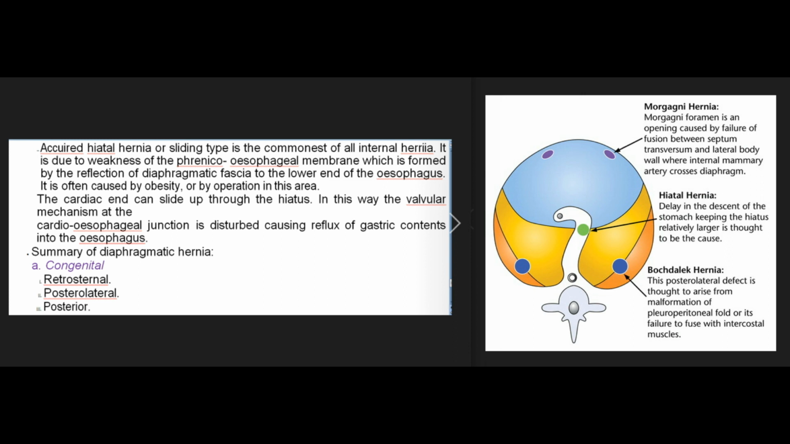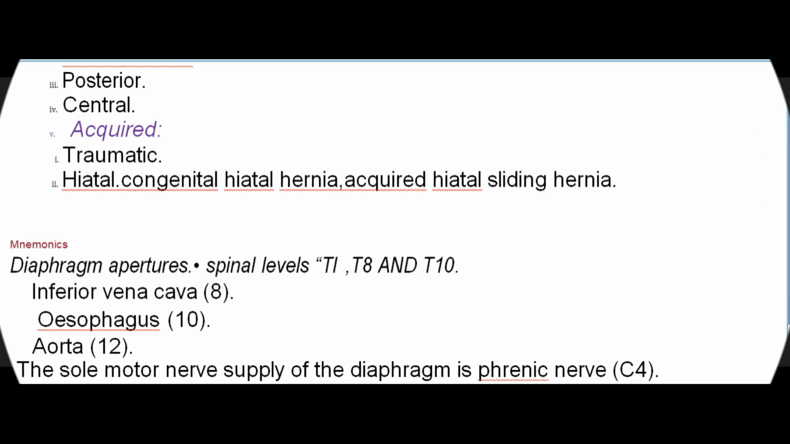Summary of diaphragmatic hernia: A. Congenital: 1. Retrosternal. 2. Posterolateral. 3. Posterior. 4. Central. B. Acquired: 1. Traumatic. 2. Hiatal. Congenital hiatal hernia, acquired hiatal sliding hernia.